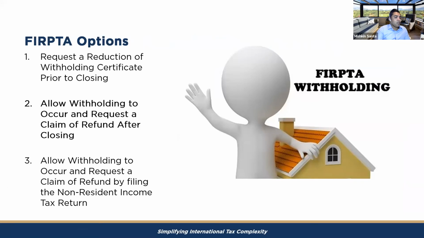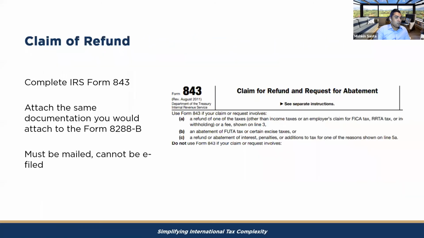Okay, FIRPTA options. So the second option you have here is to allow the withholding to occur and request a claim of refund after closing. The way that works is they do the closing and they send out the 8288 and 8288A. And then immediately, and you've got to do it real quick, you complete the Form 843 and you basically attach the same things that you would have done with the 8288B. It's the same documentation, same information.